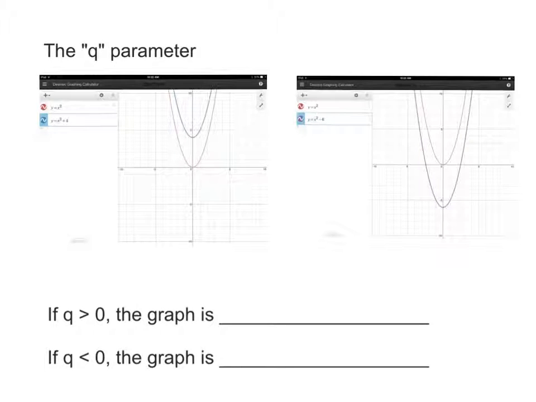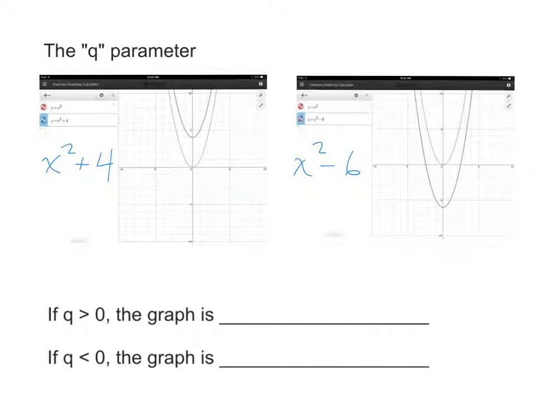Here's the Q parameter. This one's a little bit easier because you don't have to switch the sign. Here the red one again is y equals x squared. The blue one is y equals x squared plus 4. So the p-value here is 0. There's nothing subtracted from the x. It's added to the whole thing, the whole x squared. And what happens to the graph? Moves up 4. This one, the equation is y equals x squared minus 6. The whole thing moves down 6.